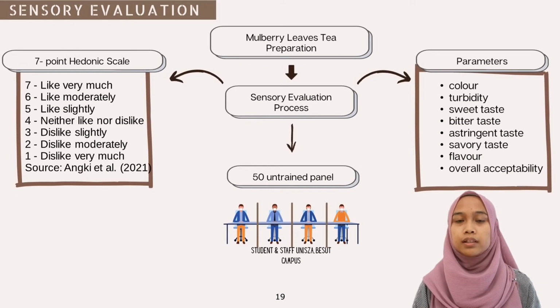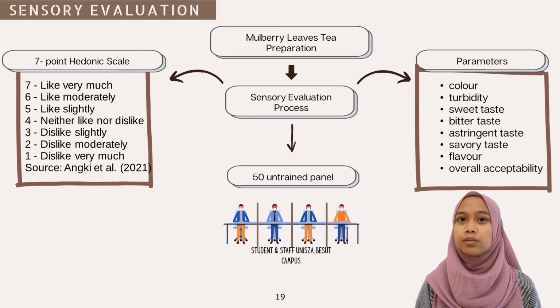Fifty untrained panelists among students and staff of UniSZA Besut campus will be randomly selected to determine the acceptability toward the characteristics of green tea, oolong tea, and black tea mulberry. Using the 7-point scale hedonic test, a sample of each tea will be brewed and prepared in a small cup coded with a 3-digit random number. They will be asked to rinse their mouth with drinking water before tasting each sample.